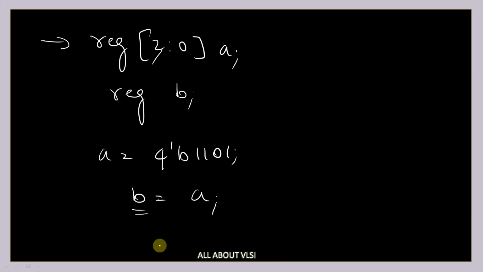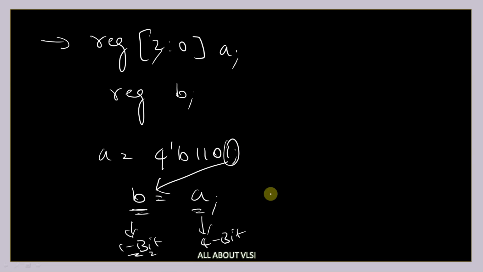Exactly. Only the LSB value will be stored, that is 1 will be stored. So if there is any width mismatch, on the left hand side we have only 1 bit width, and on the right hand side we have 4 bit width, then only the LSB bit will be taken out and stored inside b. So the value of b will be equal to 1.